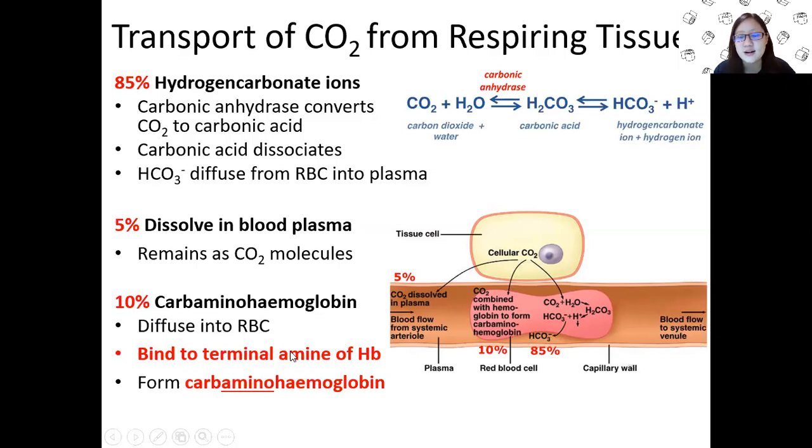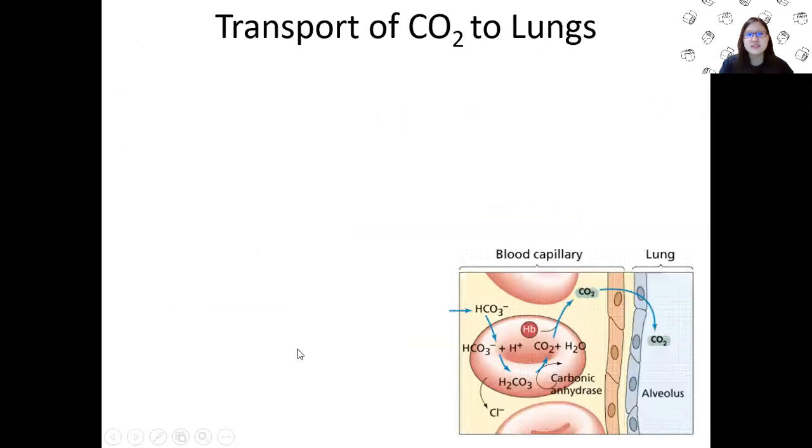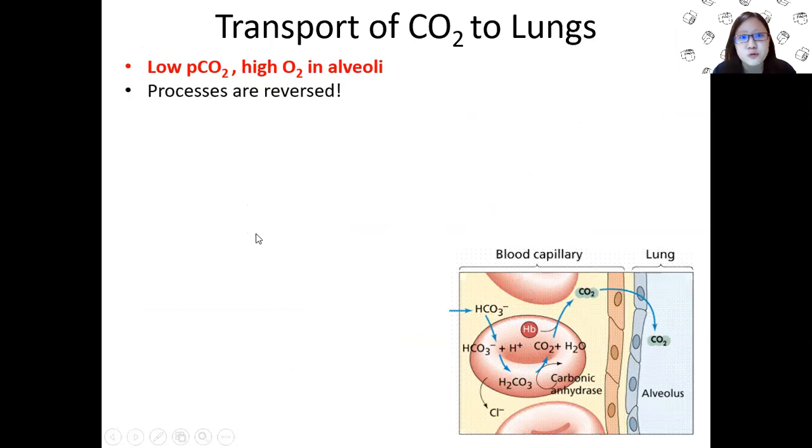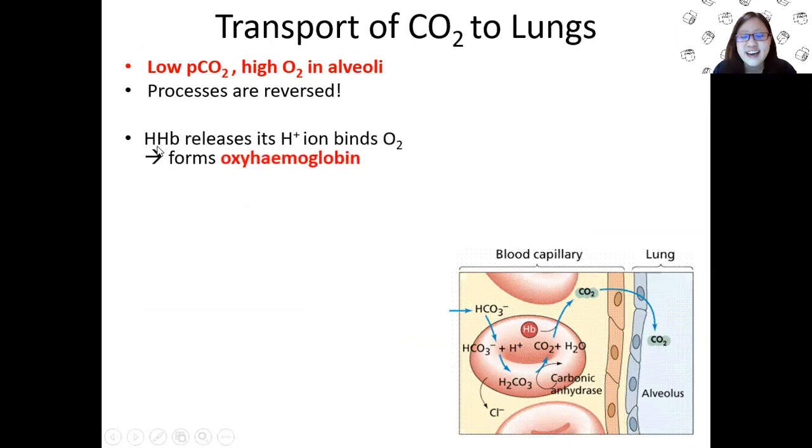When the partial pressure of carbon dioxide is high. Now, of course, as it moves to the lungs, the conditions will change. In the lungs, there is less carbon dioxide and there's a lot more oxygen. And therefore, CO2 will diffuse down the concentration gradient. And the processes are all reversed, including HHB releasing its hydrogen ions and binding oxygen to form oxyhemoglobin, because at this part, again, high PO2 is present.